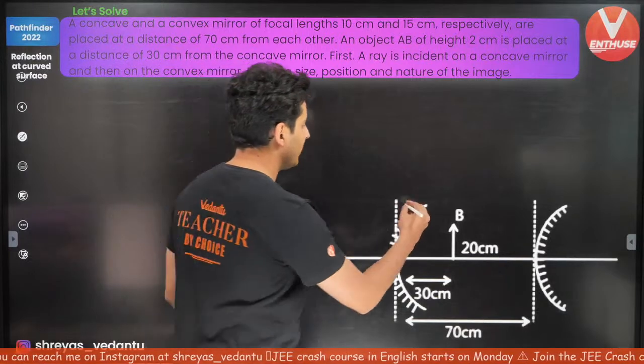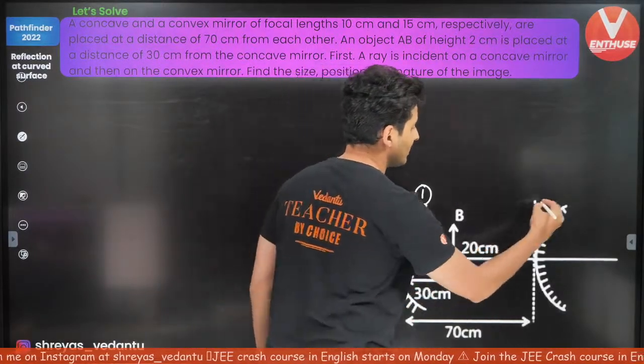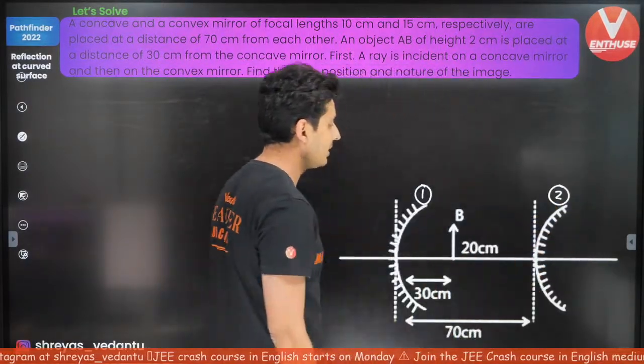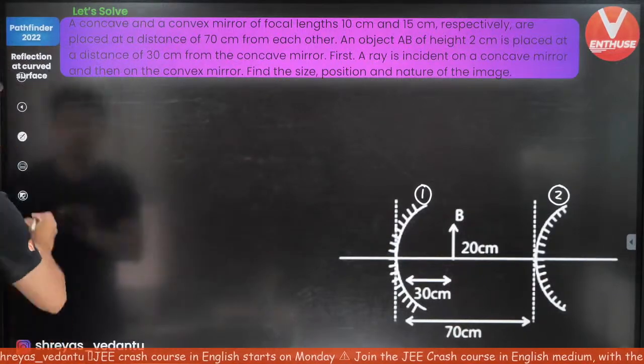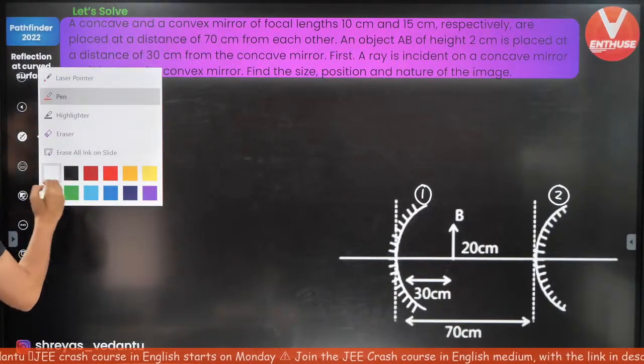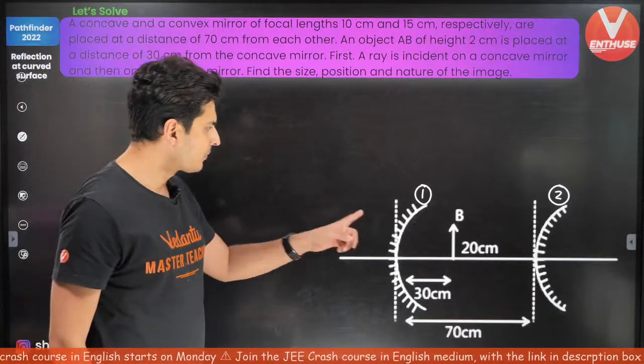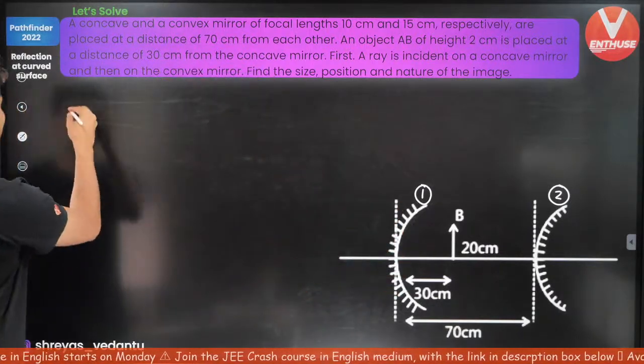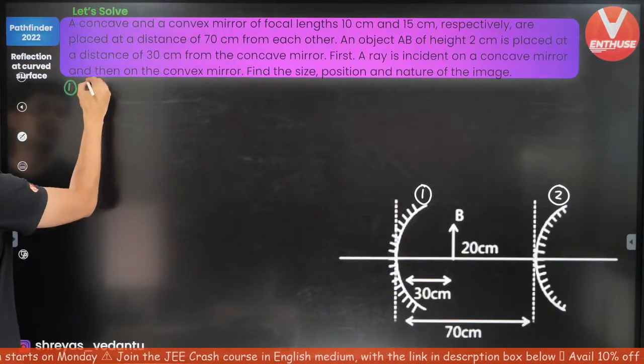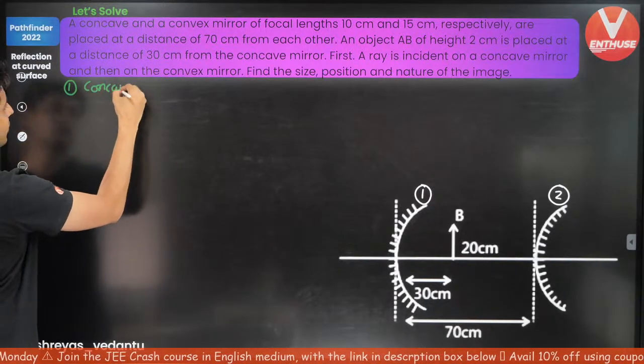So think about it. This will be the first mirror you will consider. This will be the second mirror you will be considering. Now for the first mirror, let's try and do this question. So this is for the first mirror, the concave mirror.